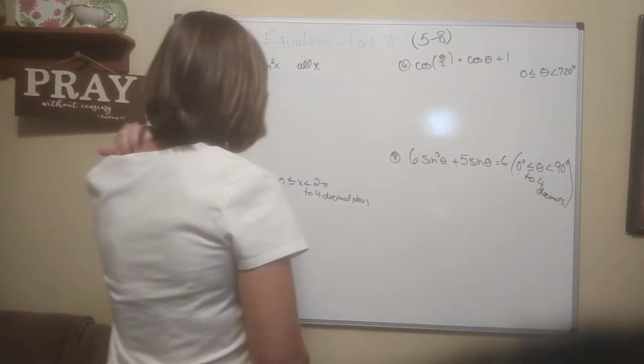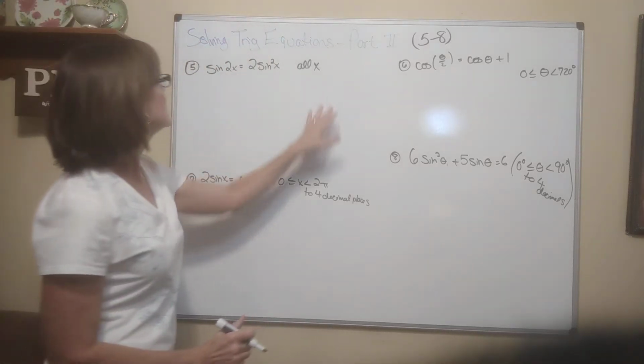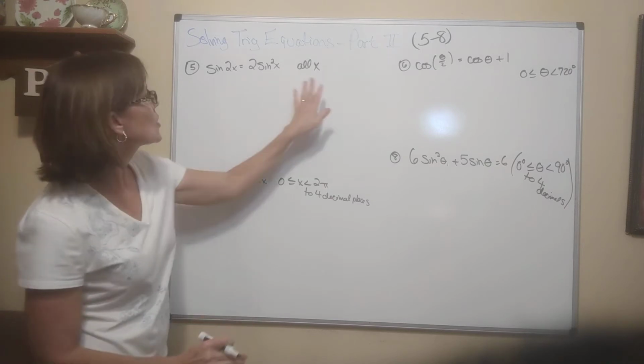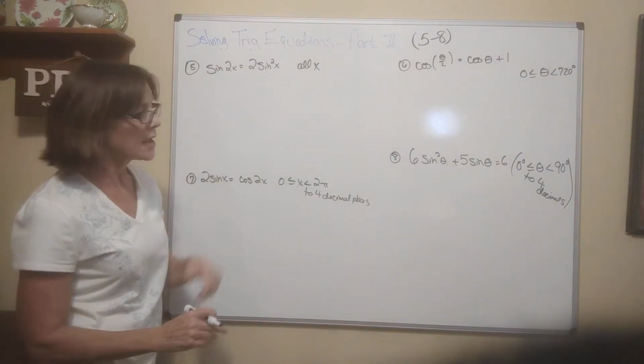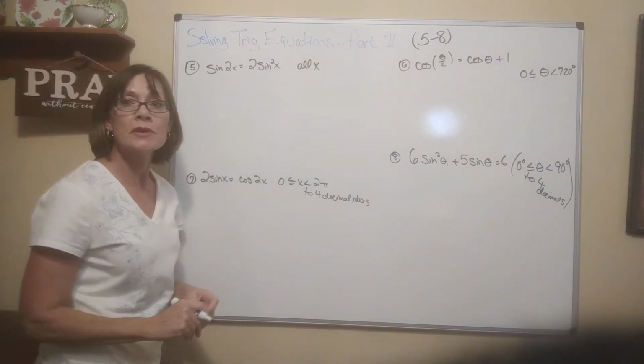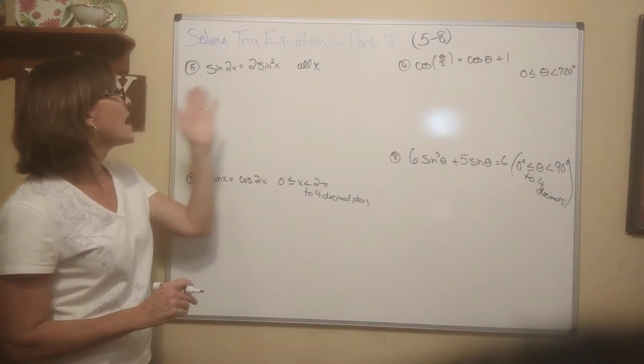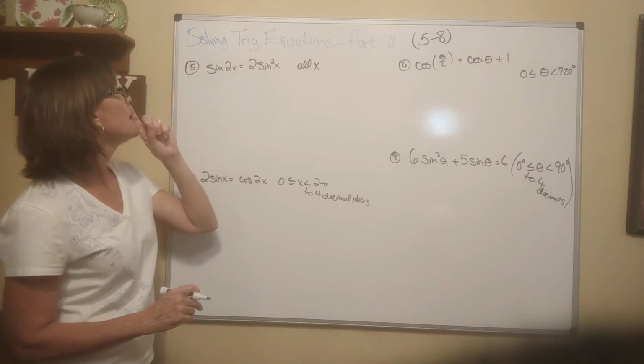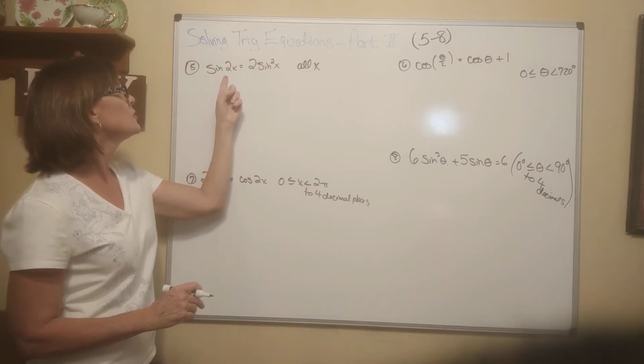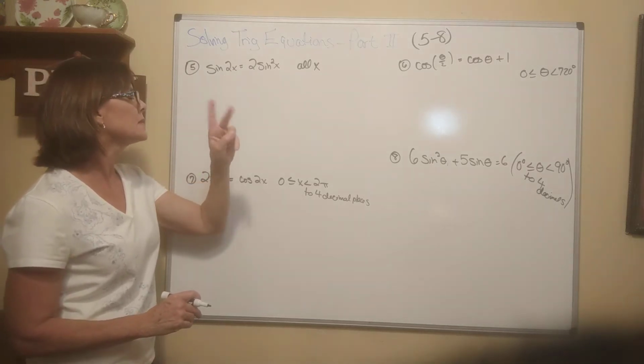Right, let's do number 5 through 8. We need to solve this equation, and they want us to solve it for all x. The fact that it's in x means we're going to be answering in radians, okay? When I look at this, they have just the sine function, but I see that this angle is 2x and this angle is x, so not the same angle.